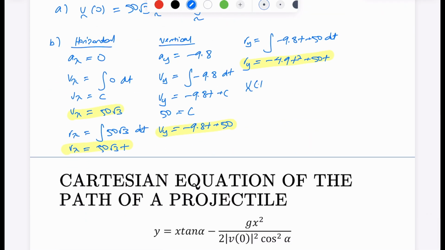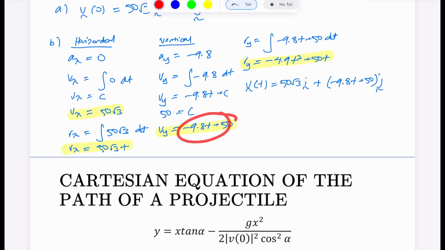So I'm going to conclude that v of t is going to be this component, my horizontal, 50 root 3, and I'll indicate that it's my horizontal by sticking on this i unit vector. Then I'll add on my vertical velocity, which is negative 9.8 t plus 50 j. So literally all I've done is taken my vertical velocity and stuck a j on to indicate that it's in the vertical direction. And this is my final velocity vector.